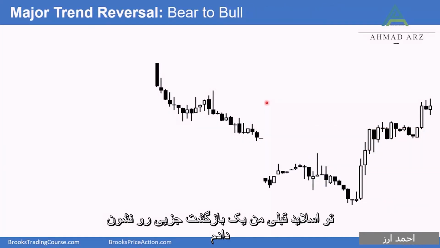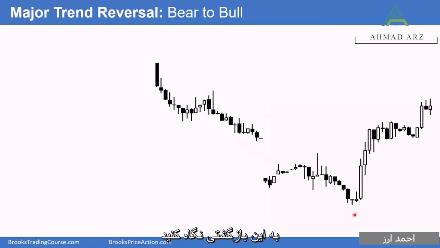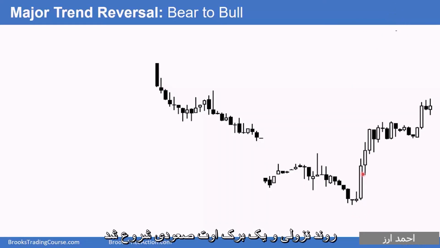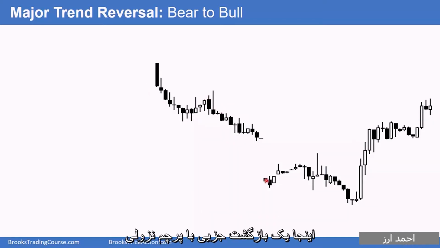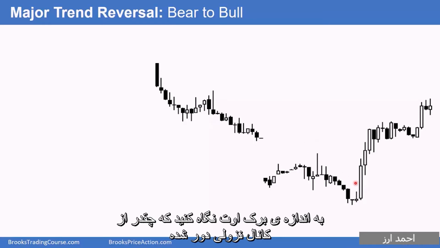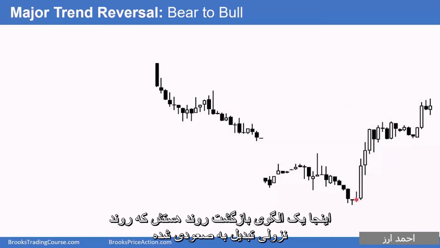That last slide I showed a minor reversal, and look at this reversal: bear trend and then a very strong bull breakout, follow through bar, another follow through bar. So at this point we're in a bull trend. Here this is a major reversal, not just a bear flag. Here minor reversal, bear flag. Here minor reversal, bear flag, minor reversal, bear flag. But look at the size of this breakout, far above the bear channel. This is a major trend reversal, which means the bear trend is becoming a bull trend.